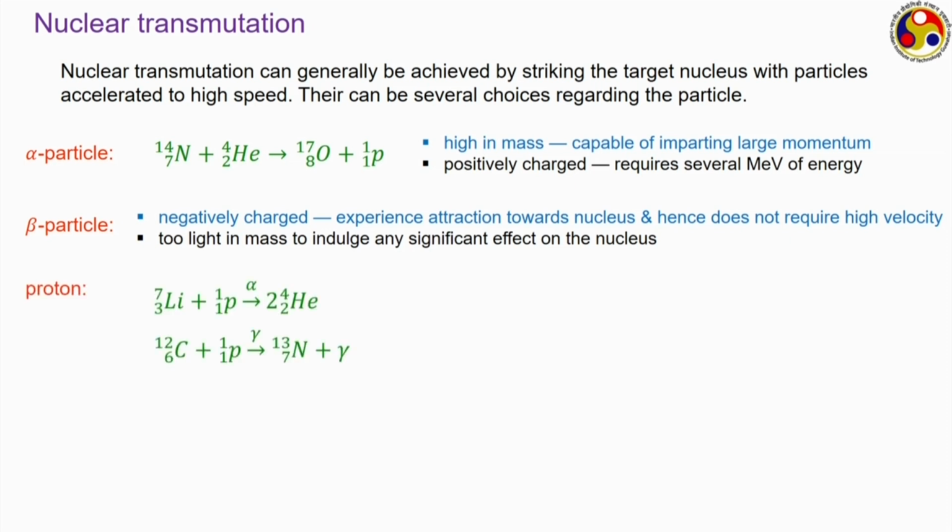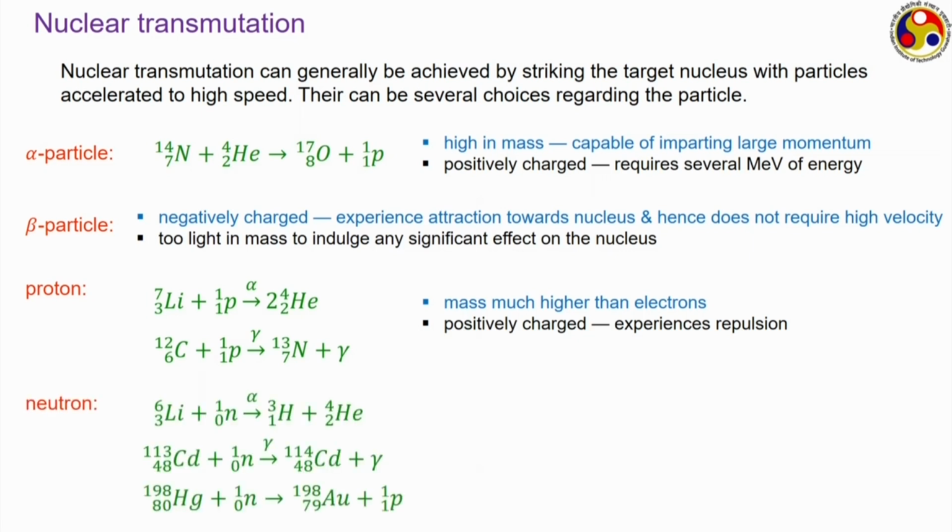Proton can be an example. Proton has 1 unit of mass. So, it is much heavier, 1 unit of mass or very close to 1 AMU of mass, and therefore it is very much expected to cause a certain amount of damage because of the collision, at least much larger compared to the electron. But again, similar to the alpha particle, proton is also positively charged, and therefore it will also experience a similar amount of repulsion force.